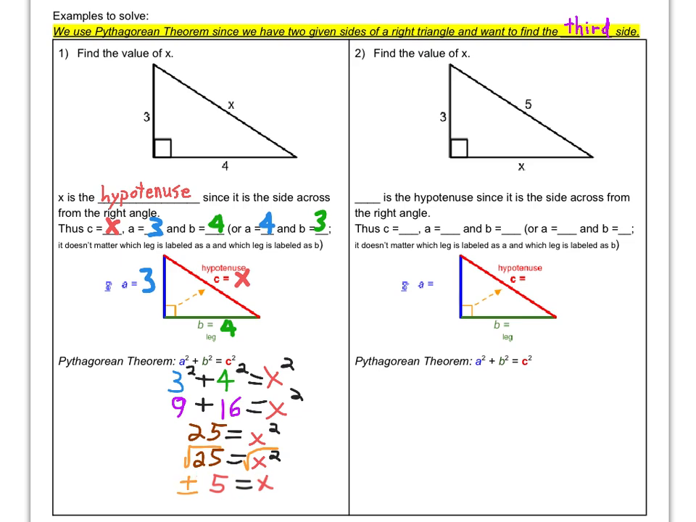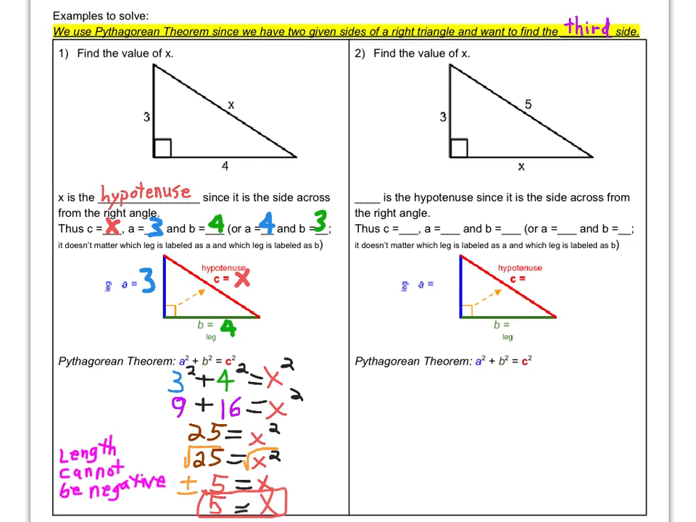as both of those are mathematical answers. 5 and negative 5 both work in this equation. However, because this is a side length, length cannot be negative. So our only answer is x equals 5. This answer should make sense. Remember, the hypotenuse has to be the longest side. 5 is indeed bigger than 3 and 4.